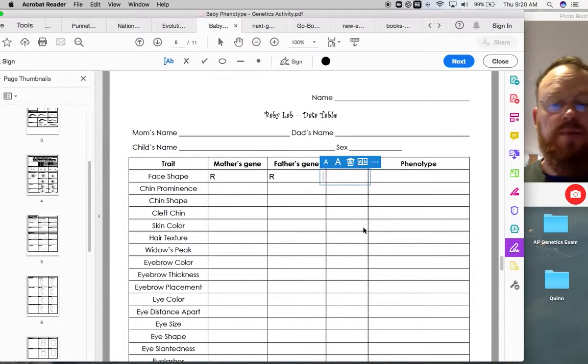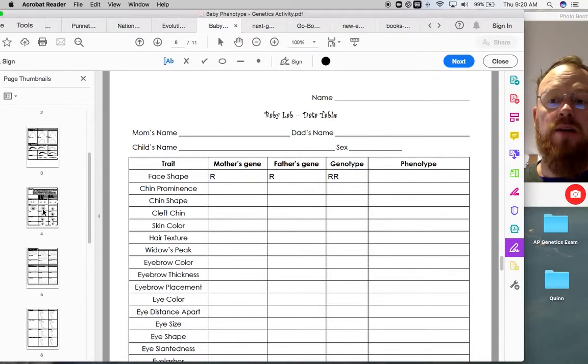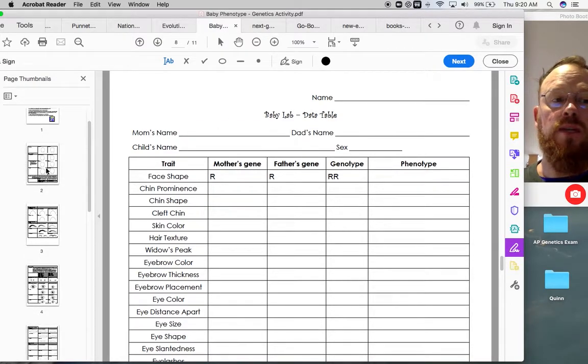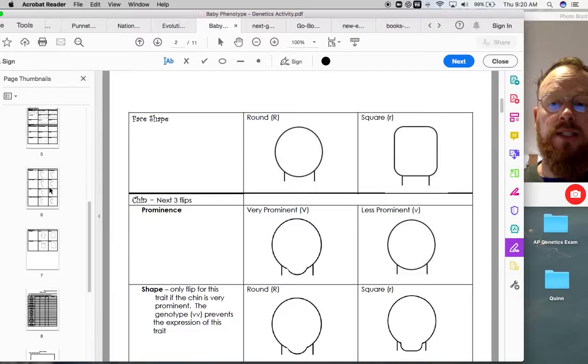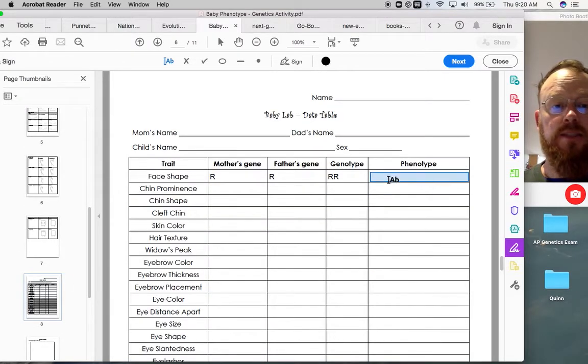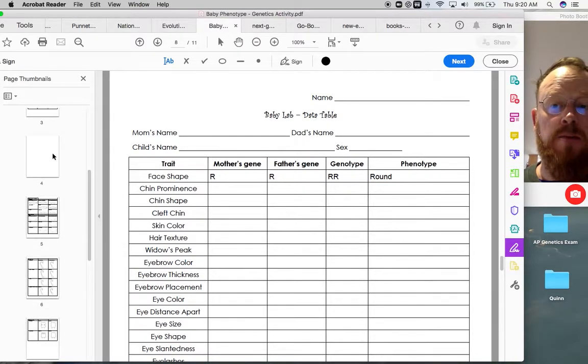So the genotype is going to be capital R, right? That's what we've determined so far. And the phenotype is going to be what? Means the trait style is going to be what? Well, let's go back here. Capital R. So what's that going to be? That is going to be a round head. So I write that in here. Right? Round. Okay.